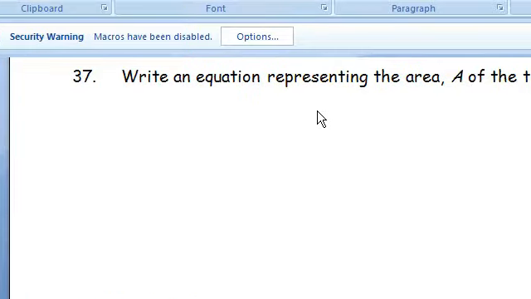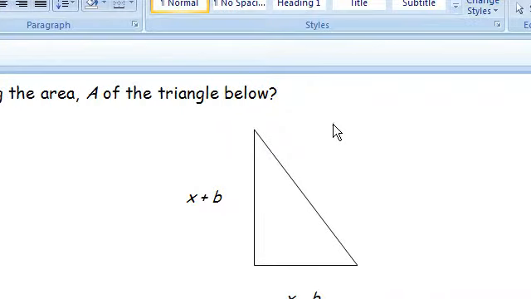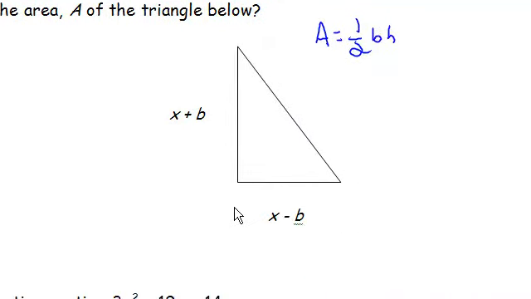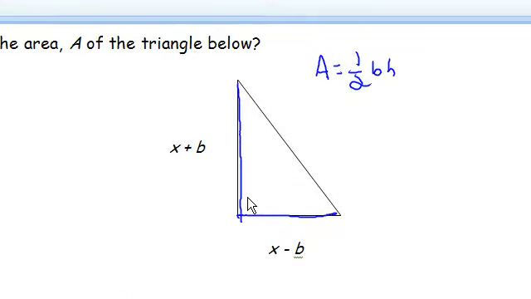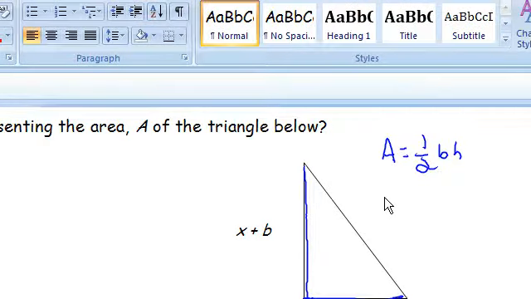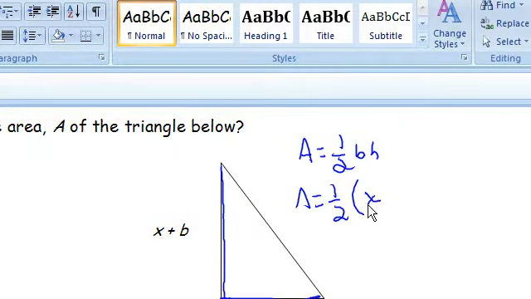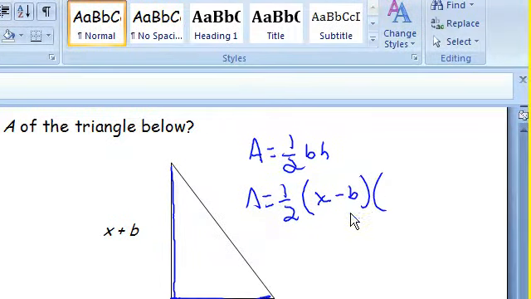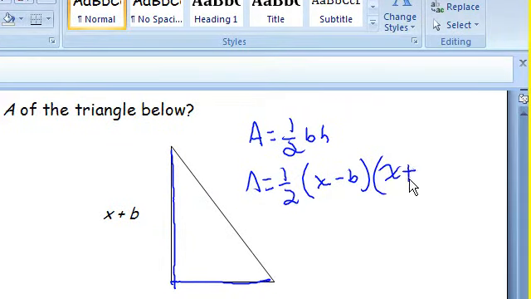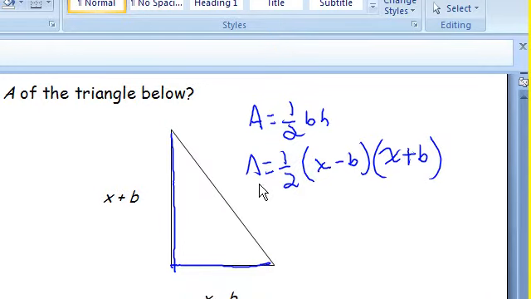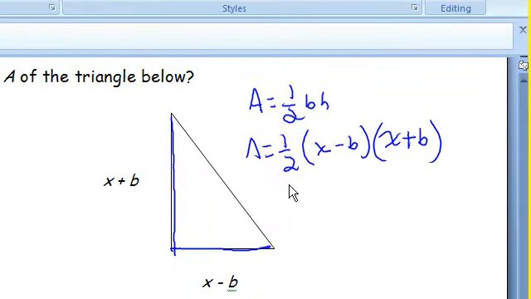Write an equation representing the area of the triangle. Well, we know the area of a triangle is 1/2 base times height. Here's our base. Here's our height. So let's represent that area. So area would equal 1/2 times the base, which is x minus b, times the height, which is x plus b. There you go. That would be a good equation representing the area.